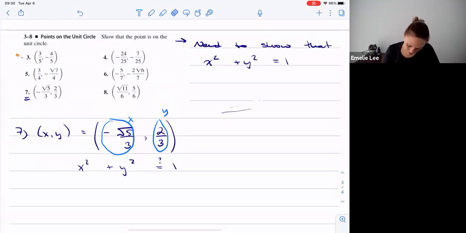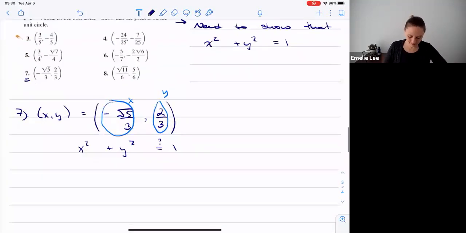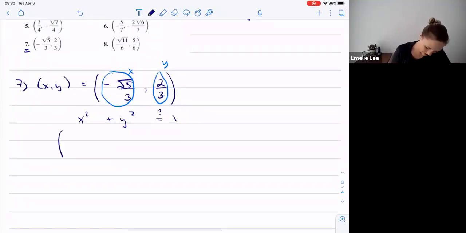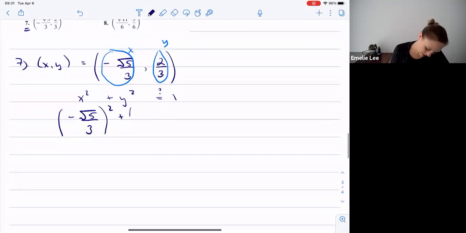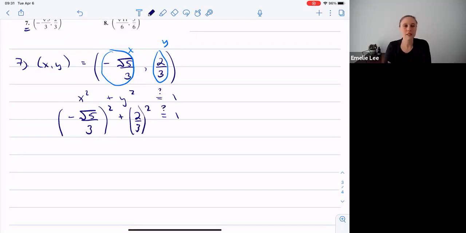Here they're saying show that the point is on the unit circle, so we will find that it is. We're just confirming in this case, but sometimes the question will ask, is this point on the unit circle? And then you definitely need this little question mark here. So I've got my x squared, and then my y squared is 2 over 3 squared. Does it equal 1?